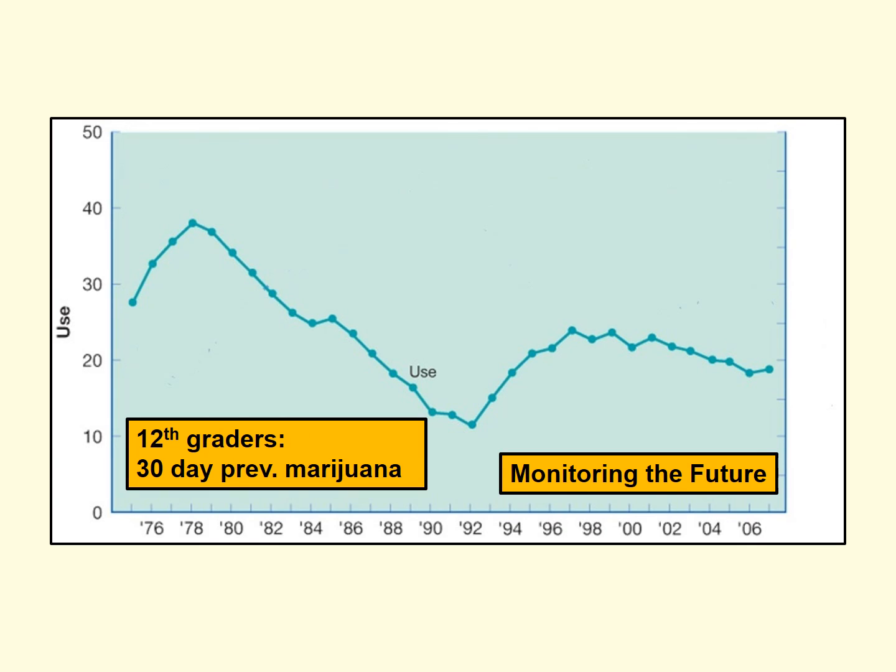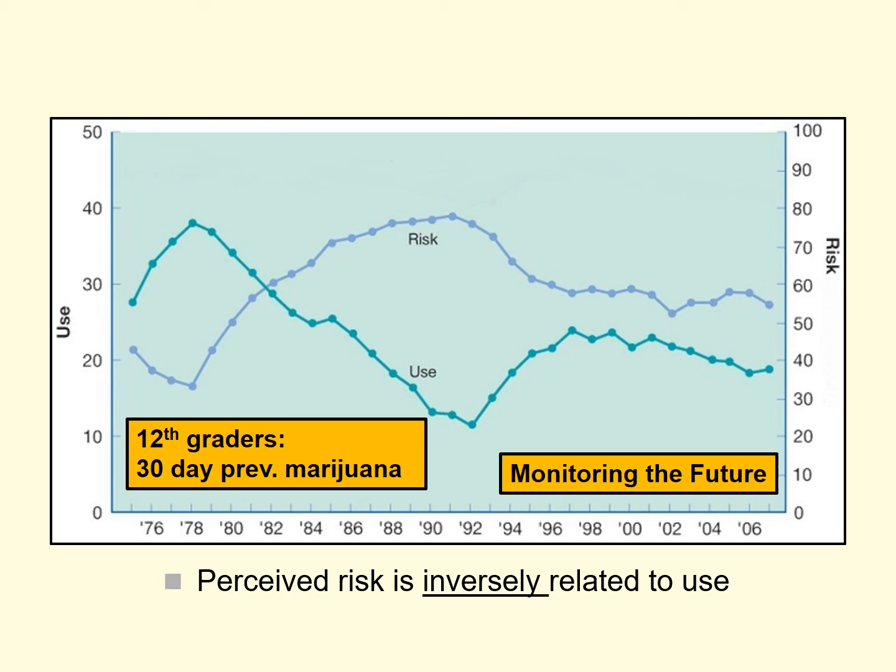So here again, from Monitoring the Future, is 12th graders' 30-day prevalence of marijuana use. We're looking at 12th graders who report fairly current use of marijuana. They're using it within the last month. They're probably people who use marijuana from time to time, regular users. If we look at their rate of use and we look at their perceived risk of use, we see a pattern that is roughly inverse.